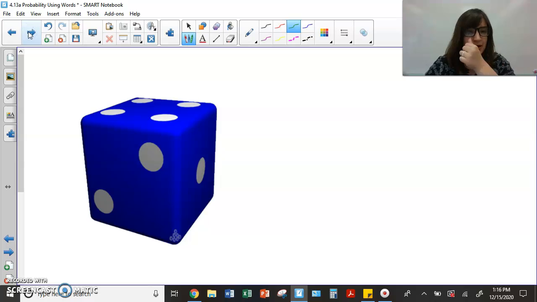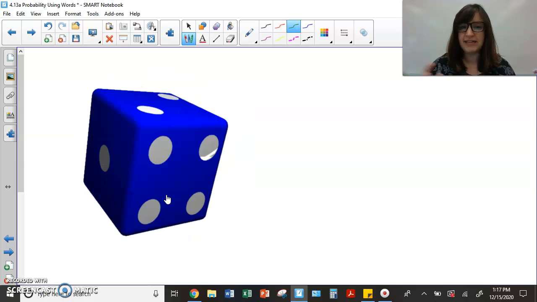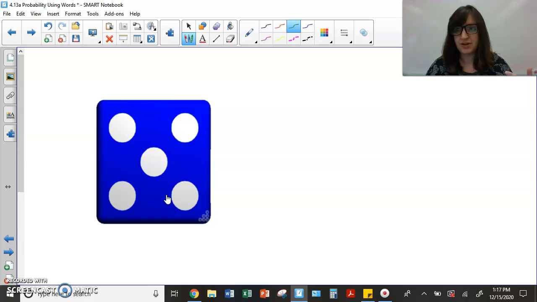Okay, you might also see problems that involve rolling a dice. Okay, there are a lot of different dice out there. This one is a traditional six-sided dice. It has the numbers 1, 2, 3, 4, 5, and 6 on it. Okay, and when I roll it, I have an equally likely chance of getting any one of those. I have an equally likely chance of landing on an even number or landing on an odd number. Okay, it's impossible to land on the number 7. Okay, it's certain that I'll land on a number 1 through 6.